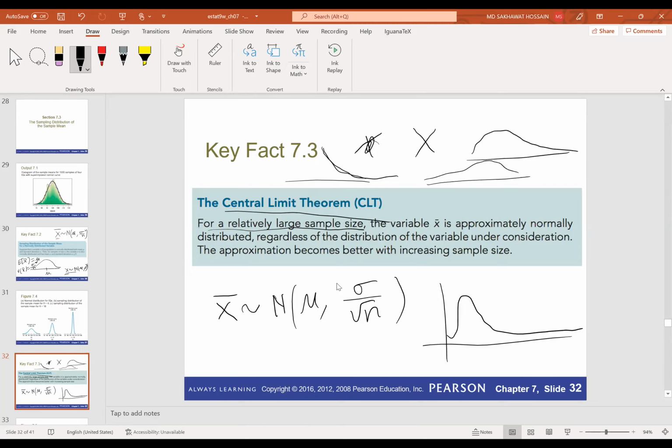So X bar is approximately normally distributed regardless of the distribution of the variable under consideration. We do not know the distribution of X. The approximation becomes better when increasing the sample size. If we increase the sample size, this approximation becomes better.